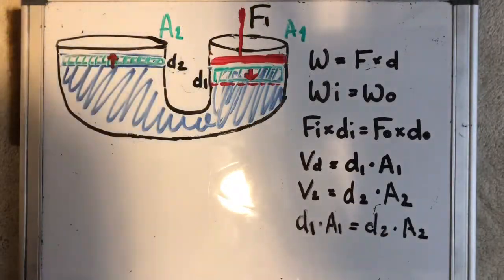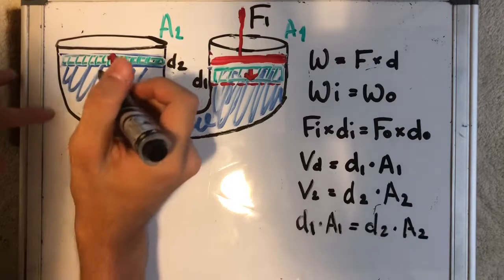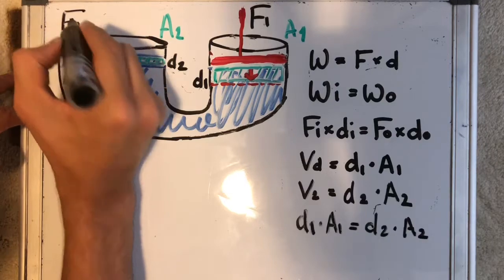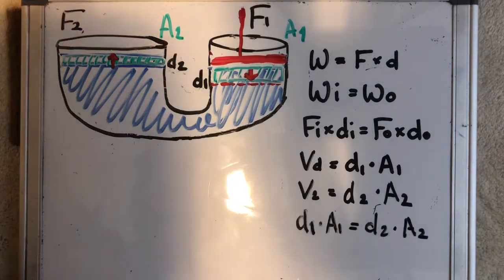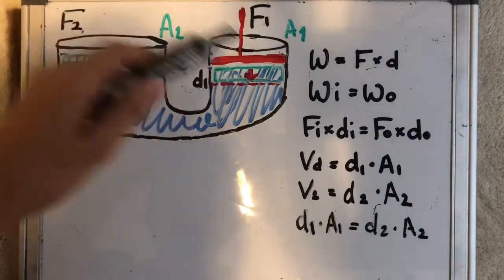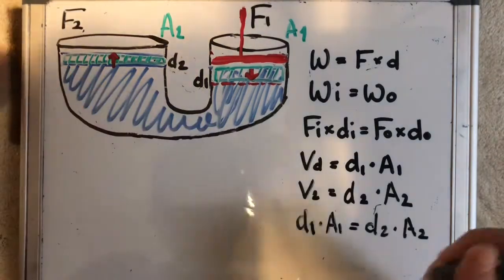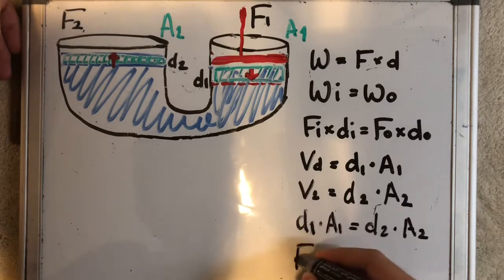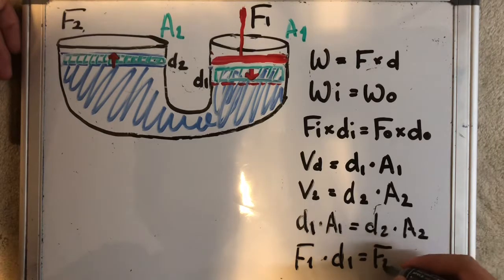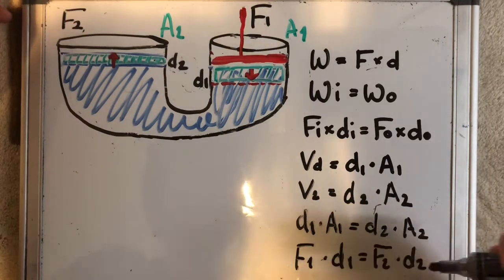And remember, since we are applying a force on one end, the force will push out of the other end. So let's label the output force as force 2, or F2. Just like stated before, the input force times the input distance equals the output force times the output distance. So let's rewrite this initial equation as F1 times D1 equals F2 times D2. Instead of stating input and output, I just put 1 and 2 for simplicity.